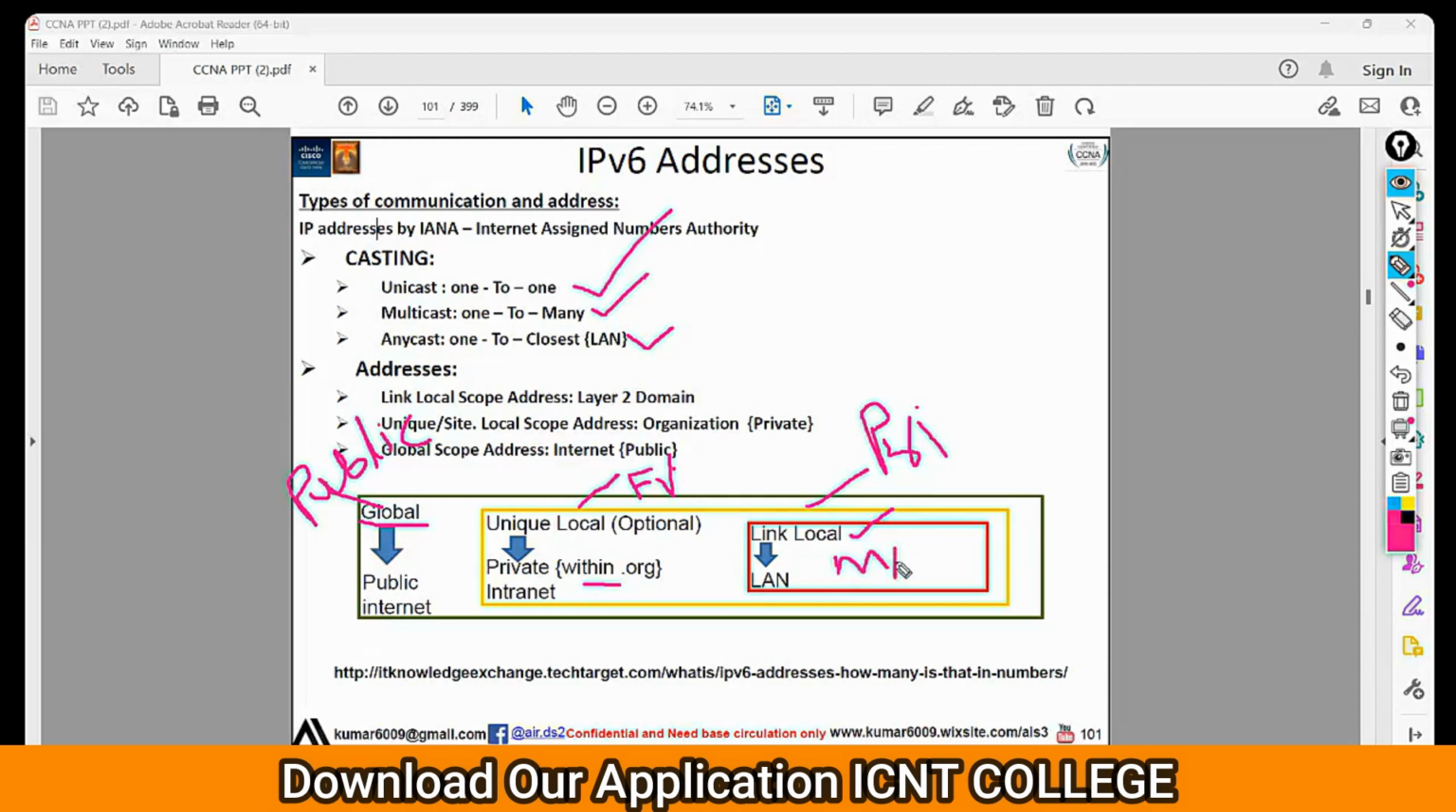You are not going to configure either of these. Only if you want to, you can configure them. You have to pay money and buy the global scope address from the ISP, then you have to configure that. Understand? Now let's note this down.